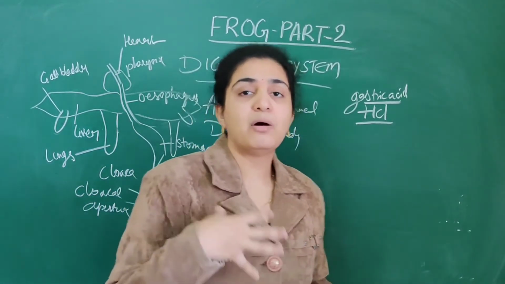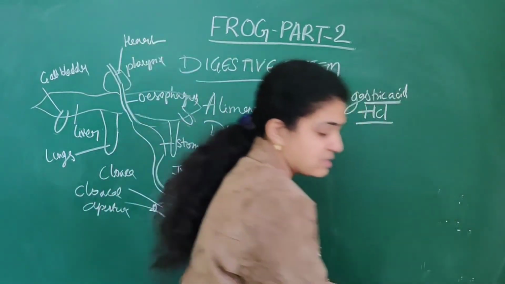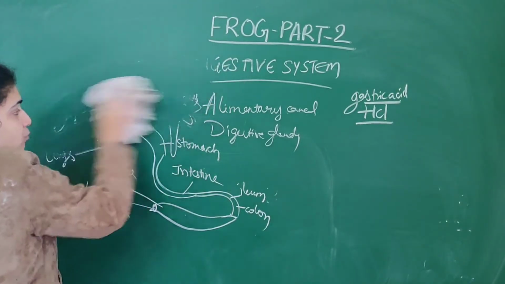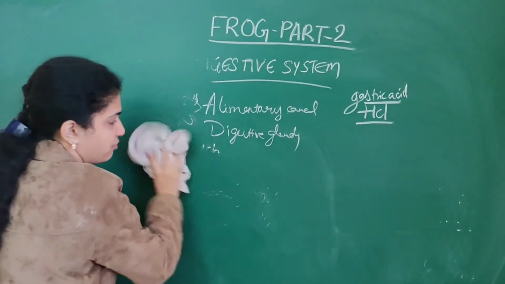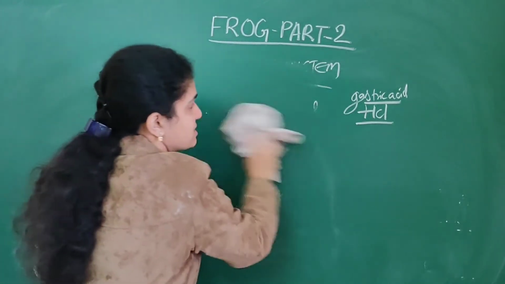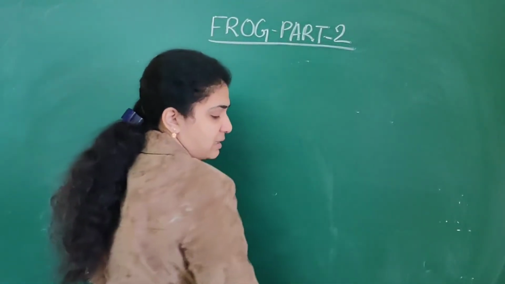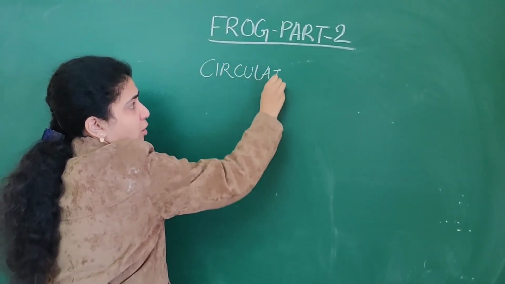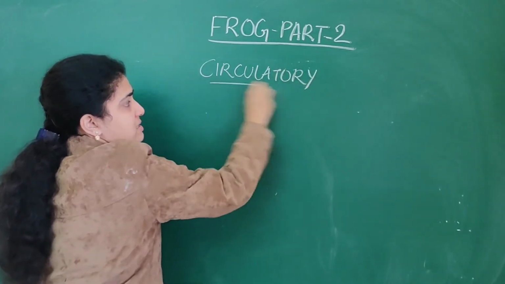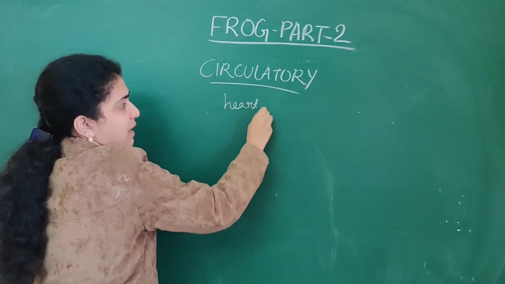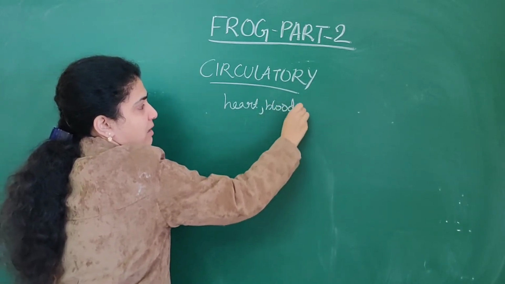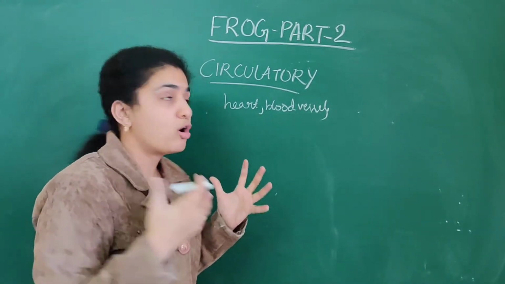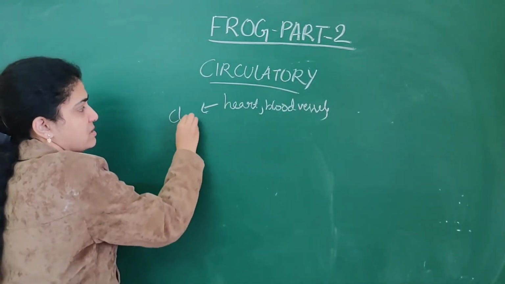Next we are going to deal with the vascular system of the frog. This is very important because so many NEET questions are asked based on this. What is the vascular system of the frog? Vascular system means circulatory system. The circulatory system of the frog mainly consists of the heart as well as blood vessels. Numerous blood vessels are present, so it is called a closed type of circulatory system.